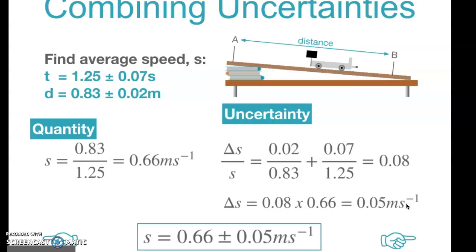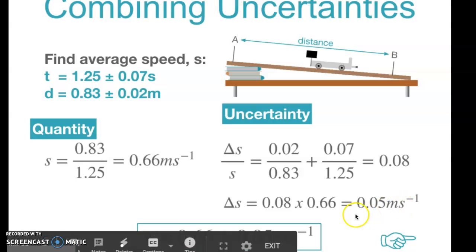as the absolute uncertainty. So I'm hoping now you've got a clear idea of the difference between fractional and absolute uncertainty, and you have a clear idea of how to add fractional uncertainties to then give you your absolute uncertainty.